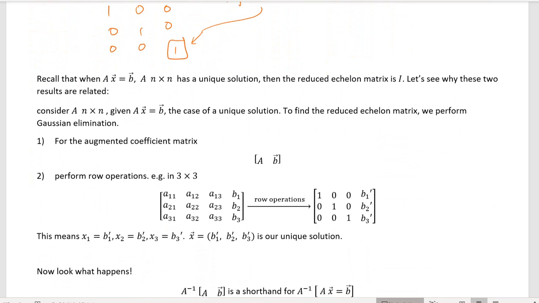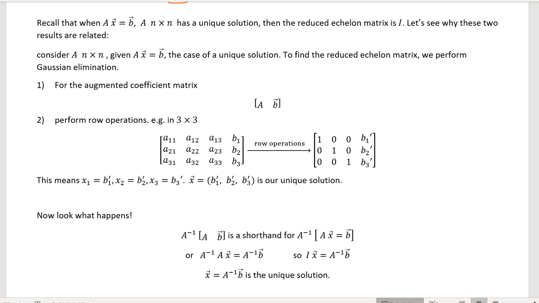Alright, let's continue. Recall that when AX equals B, where A is an n by n matrix, has a unique solution, then the reduced echelon matrix is I. Let's see why these two results are related. So consider A is an n by n matrix, given the linear system AX equals B. In the case of a unique solution, we want to find the reduced echelon matrix. We perform Gaussian elimination.